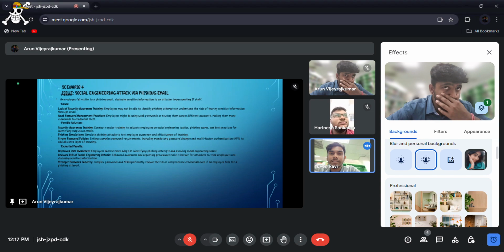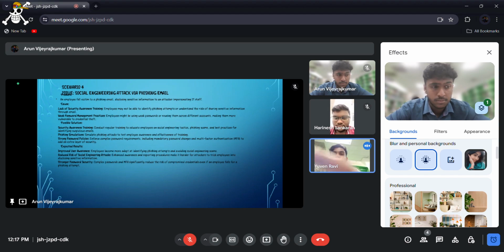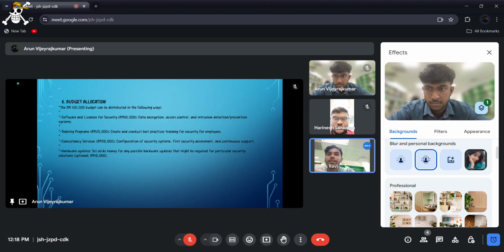The expected result is improved user awareness. Employees become more adept at identifying phishing attempts and avoiding social engineering scams. Next, reduced risk of social engineering attacks. Enhanced awareness and reporting procedures make it harder for attackers to trick employees into disclosing sensitive information. The last one is stronger password security. Complex passwords and MFA significantly reduce the risk of compromised credentials, even if an employee falls for a phishing attempt. Next, I'll pass to the next presenter.